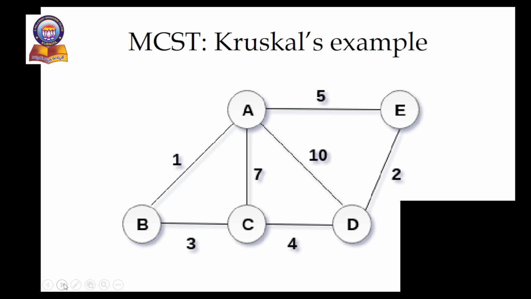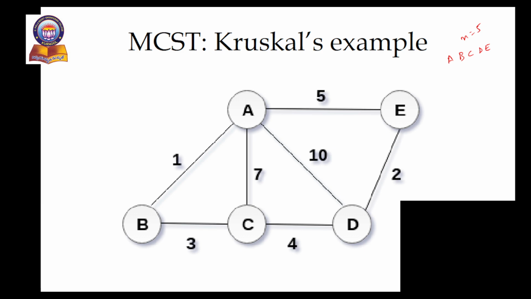As a part of the example related to Kruskal's algorithm, given a weighted undirected graph, here you can observe the total number of vertices is 5, that is n equal to 5, and the vertices are A, B, C, D, E. And how do we solve the problem of the minimum cost spanning tree using Kruskal's algorithm?